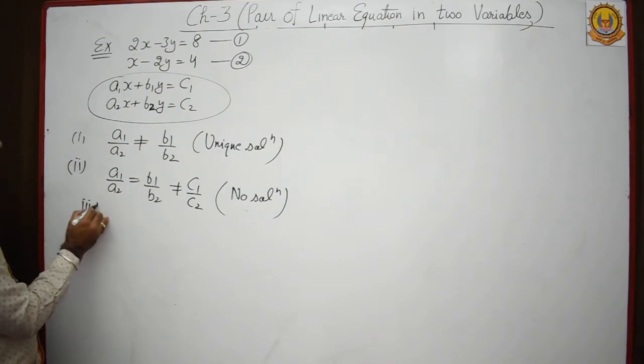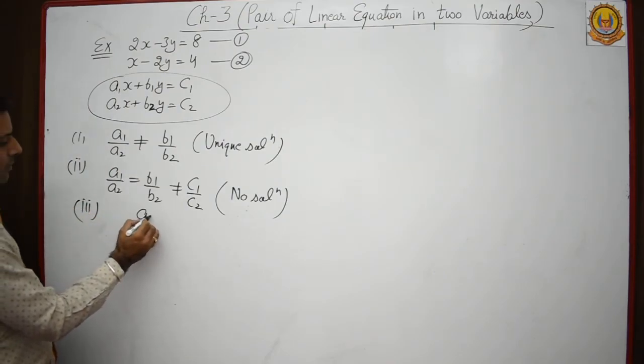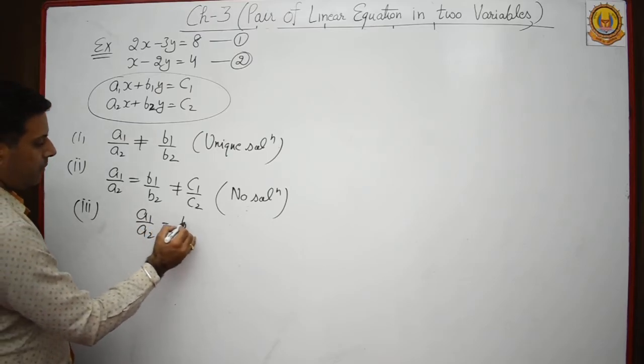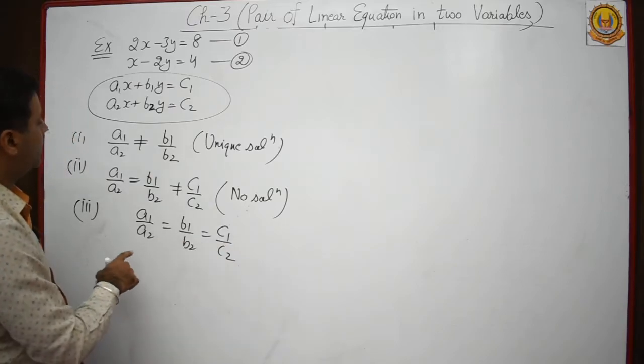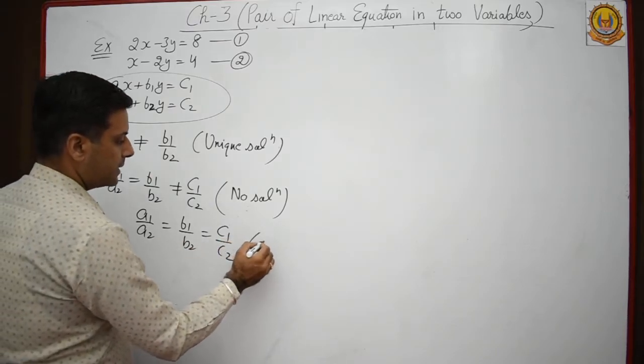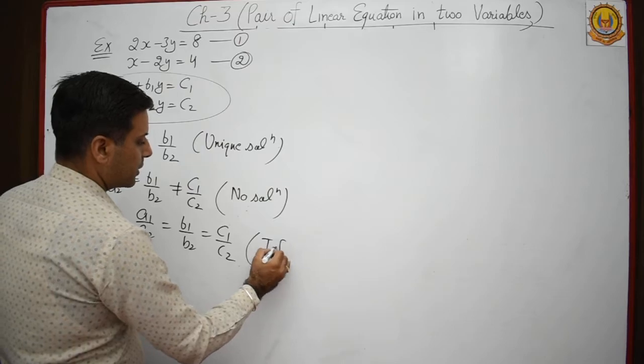And the third one is a1 by a2 equal to b1 by b2 equal to c1 by c2. If all three ratios are the same, then it has infinitely many solutions.